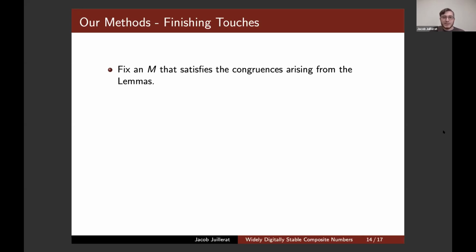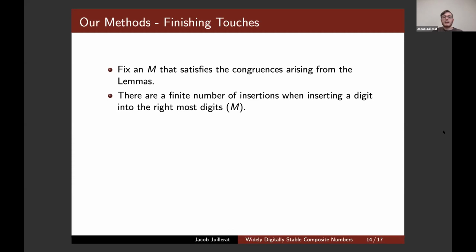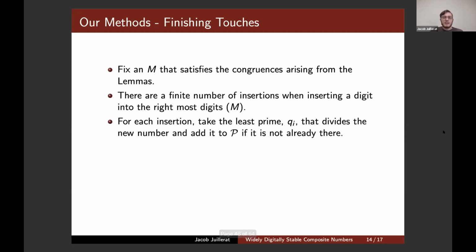Since M has a fixed length, there are only a finite number of insertions when inserting a digit into the rightmost digits. And that's because it's finite length. You can only insert a 0 through a 9, so a finite number of insertions. So the idea behind dealing with the rightmost digits is to make one of these insertions, and then for the new number that you get, take the least prime, q_i, that divides it, and then just add it to our set P if it's not already there.